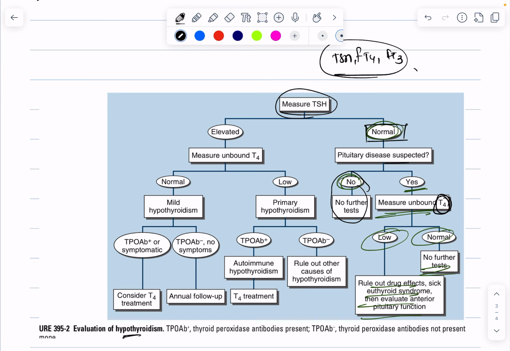And if T4 is normal, no need to do any further test. And if T4 is low, then you have to rule out other disorders like drug effect, or if the patient is sick, in that state the patient has sick euthyroid syndrome, and then go for further evaluation of pituitary function.